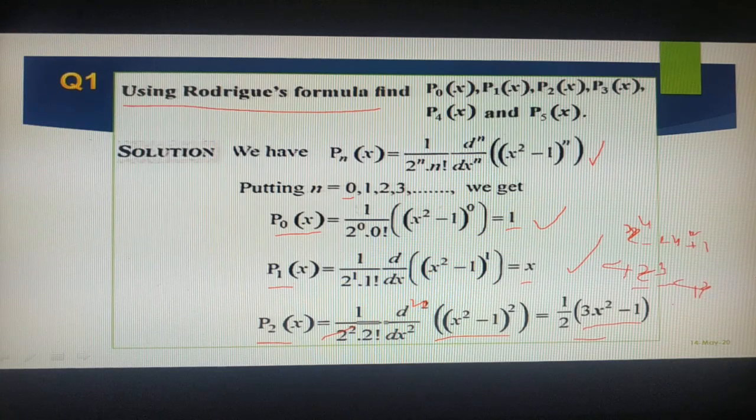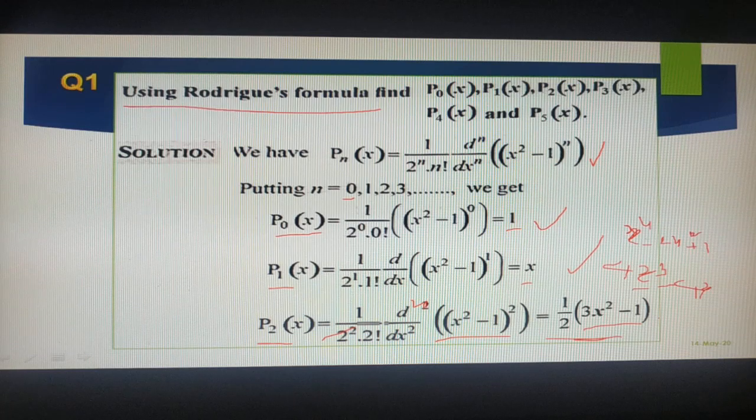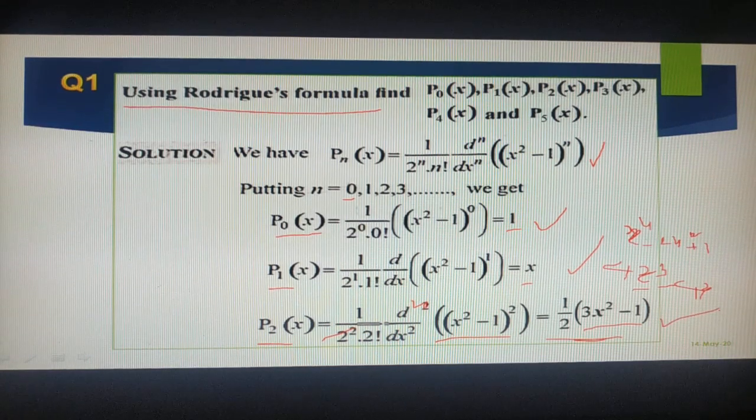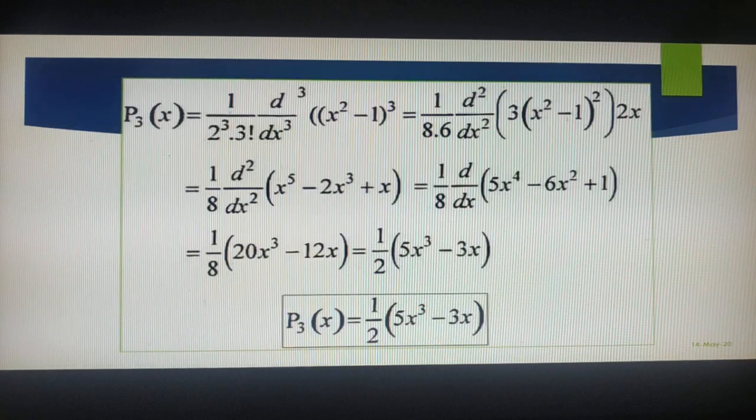So x cube minus x, if I differentiate, then that will be 3x square minus 1. This 1 by 2 will be there, 1 by 2 factorial. That's why P2 of x is equal to 1 by 2 bracket of 3x square minus 1. You have to memorize these up to 4th order, at least 3rd order. P0 of x value is 1, P1 of x value is x, P2 of x value is 1 by 2 3x square minus 1, and of course now we will do one more, P3 of x.